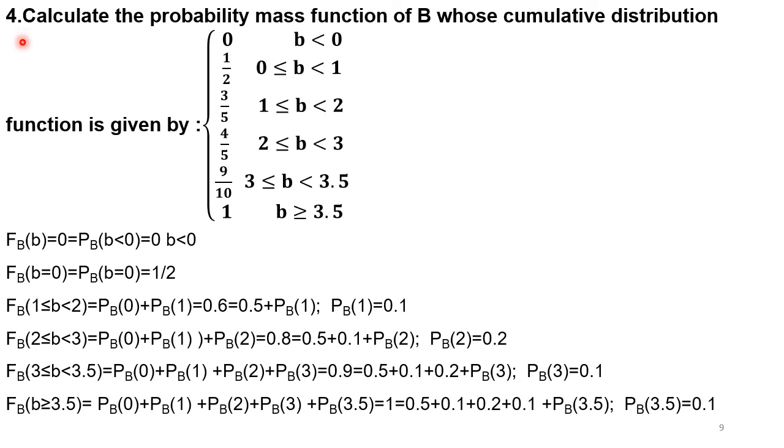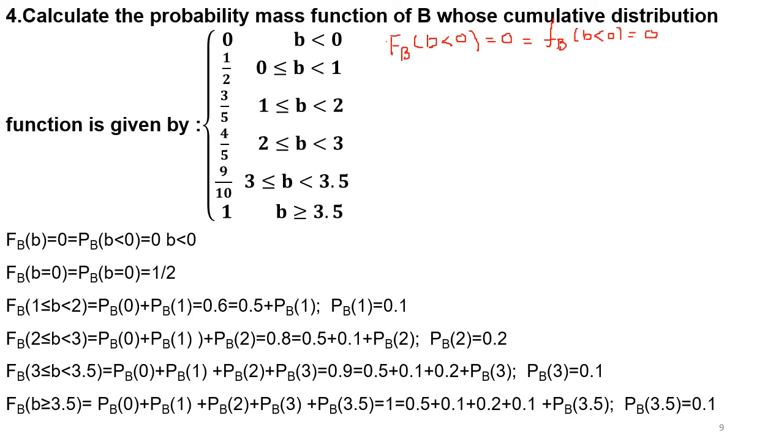Let us take the fourth problem. Here the CDF values are given to us. Using these CDF values, we have to calculate probability mass function of B. Let us try to solve this problem. Initially, they have given us the CDF of all values of B less than 0. It is 0. So this should be equal to fb of B less than 0 equal to 0.